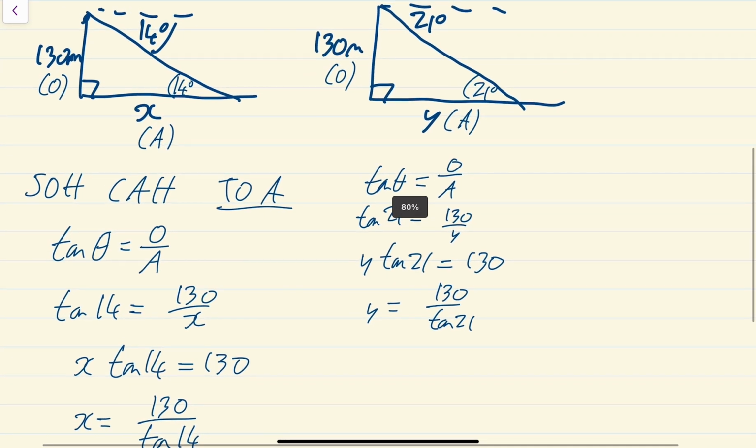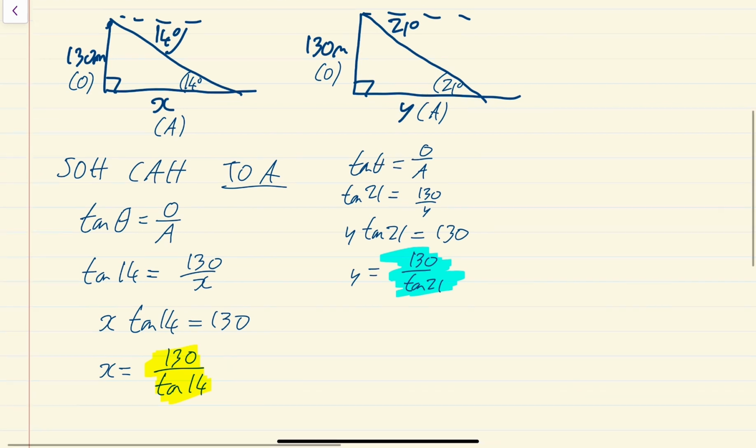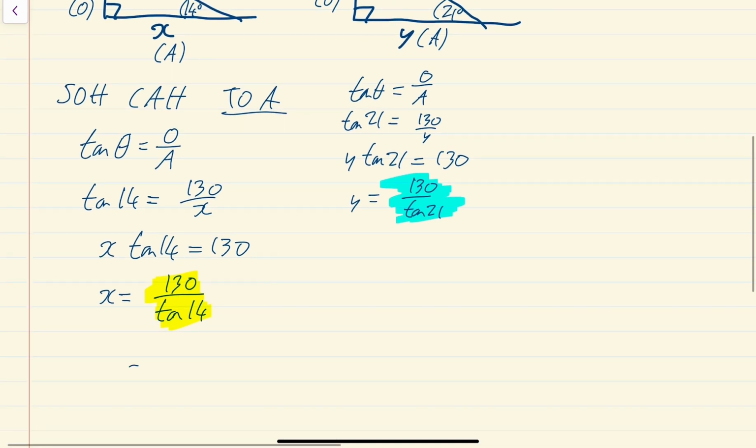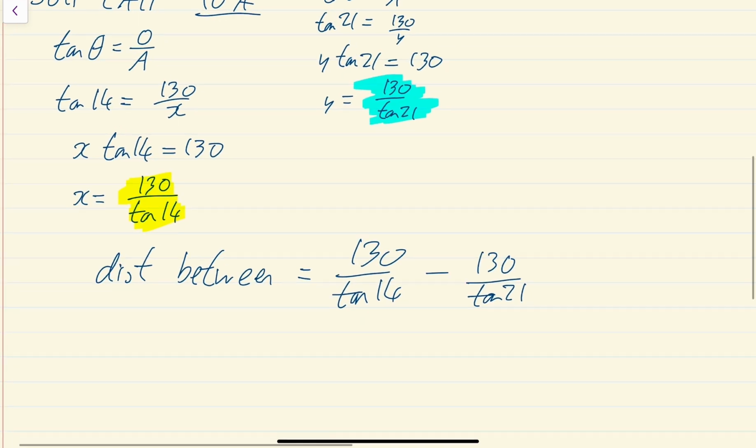Which one's going to be the bigger? Sorry, this one is going to be the longer one. This one here. So I'm going to do the one in yellow minus the one in blue. Apologies if you're colorblind. So you just say your distance between them is equal to 130 over tan of 14 minus 130 over tan of 21.